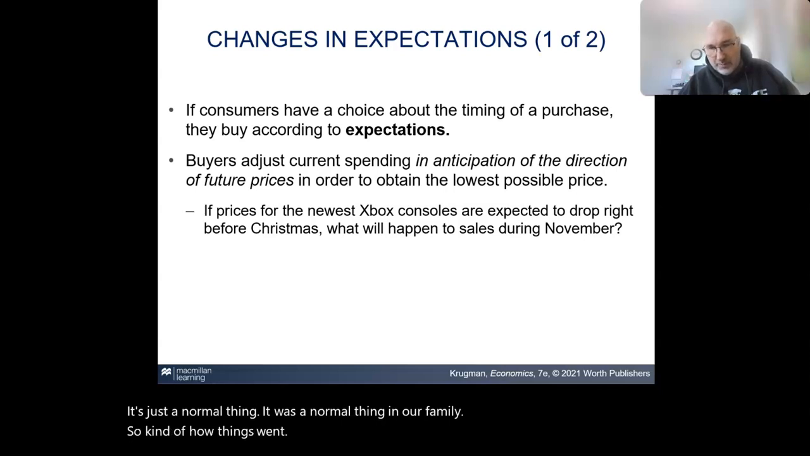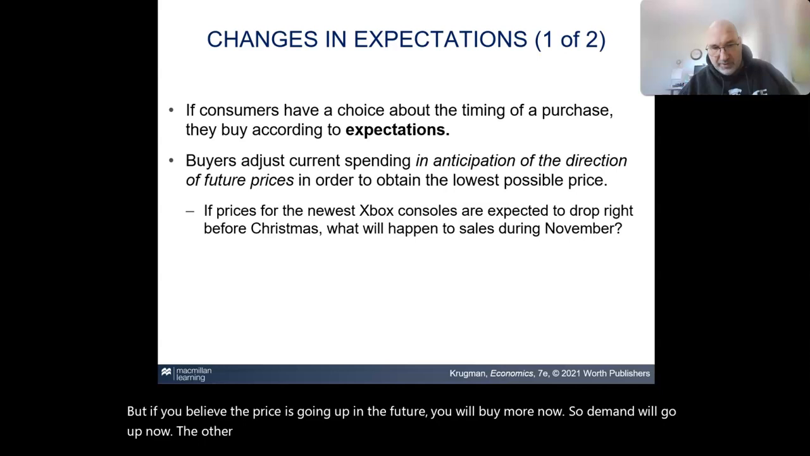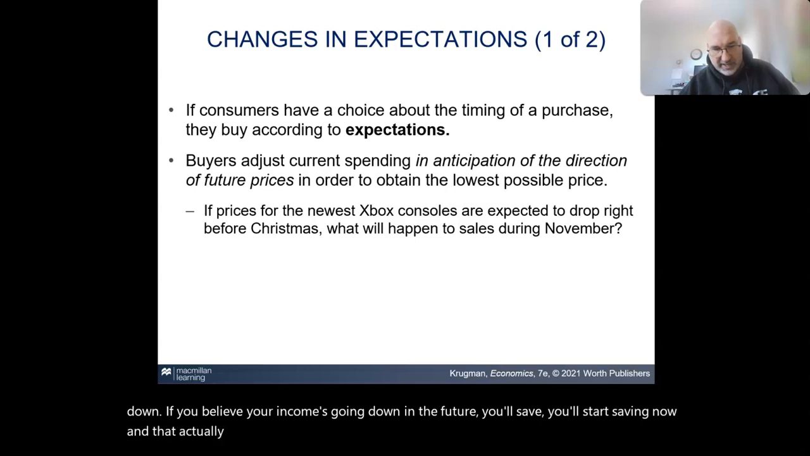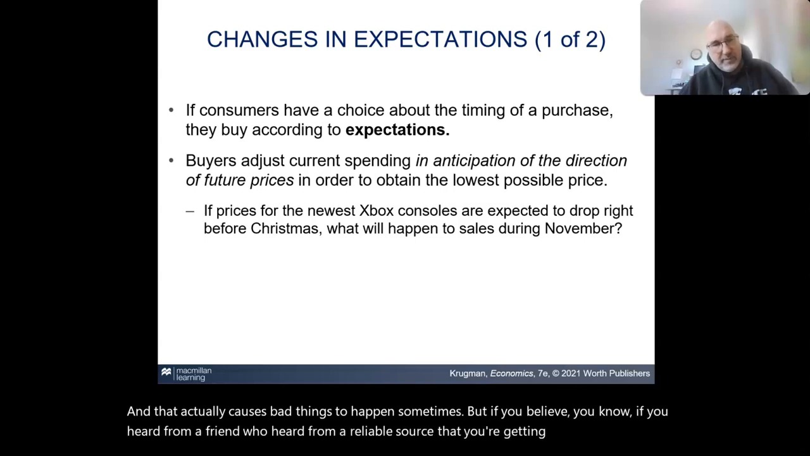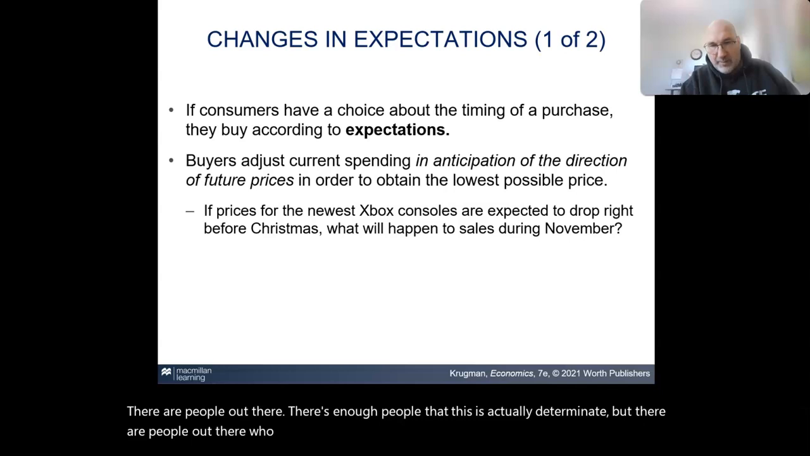But if you believe the price is going up in the future, you will buy more now. So demand will go up now. The other one is income. That one's kind of crazy to me somewhat. I get the down. If you believe your income's going down in the future, you'll start saving now, and that actually causes bad things to happen sometimes. But if you heard from a friend who heard from a reliable source that you're getting a raise, there are people out there who will start spending that money today.